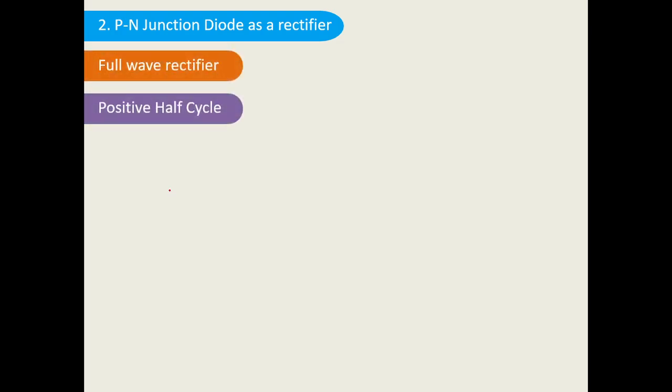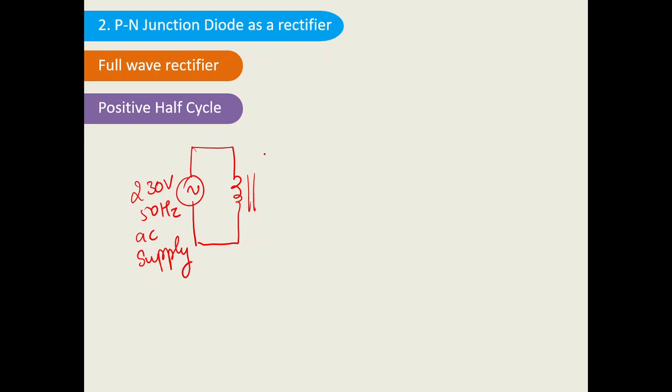So we'll consider the positive half cycle. I will draw the circuit diagram once again. So this is the input side. Input side is 230 volts, 50 hertz AC supply. This is connected to the transformer. So this is the center tap transformer.